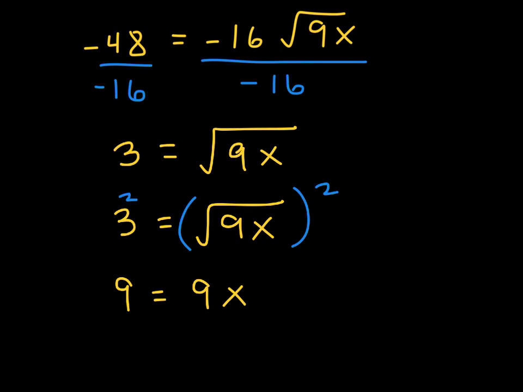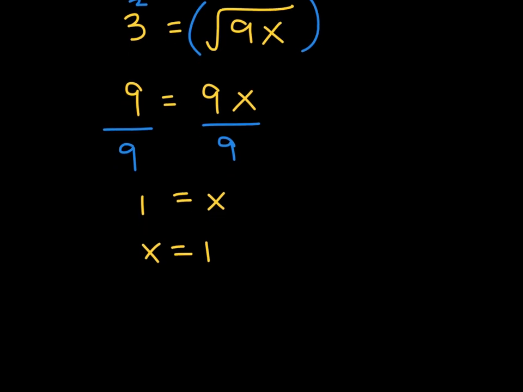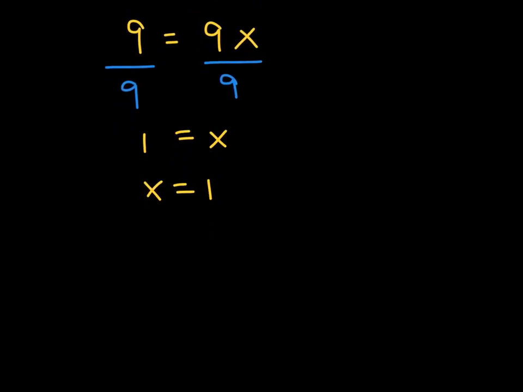This is a linear equation. We can solve it by dividing both sides by 9, and we get a proposed solution of x equal to 1. Okay? 1 is equal to x, which is the same thing as saying x equal to 1. Now, this is a proposed solution. We did raise both sides of the original equation to an even power, so you should check, absolutely. After all of that squaring, we should definitely check to make sure that x equal to 1 is indeed the solution.